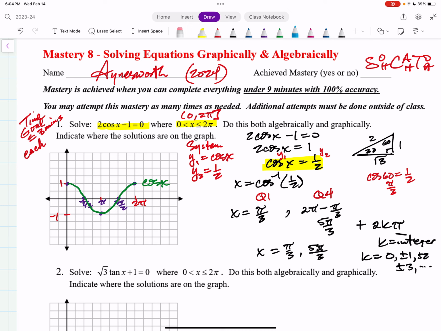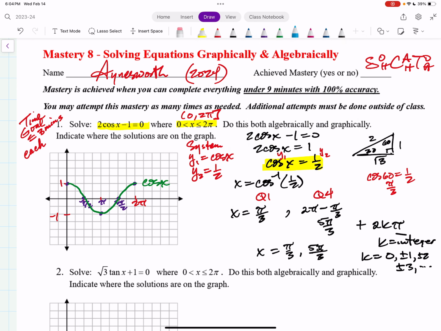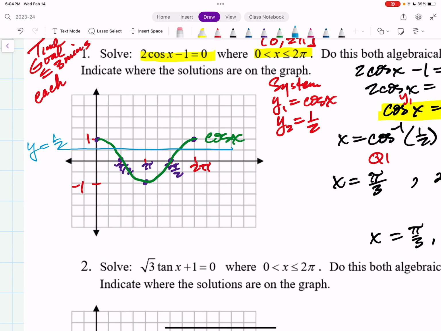So the question is where does this horizontal line at 1/2 intersect this graph? So let's draw this horizontal line, and this is y equals 1/2. It's a horizontal line, and it intersects the graph at two special places. Let's zoom in on here. So at A, right here, that is your pi thirds.